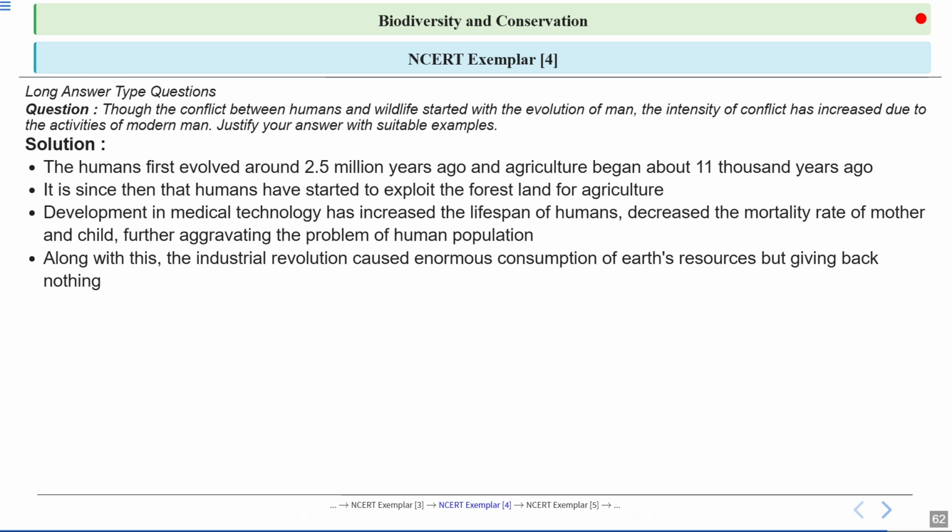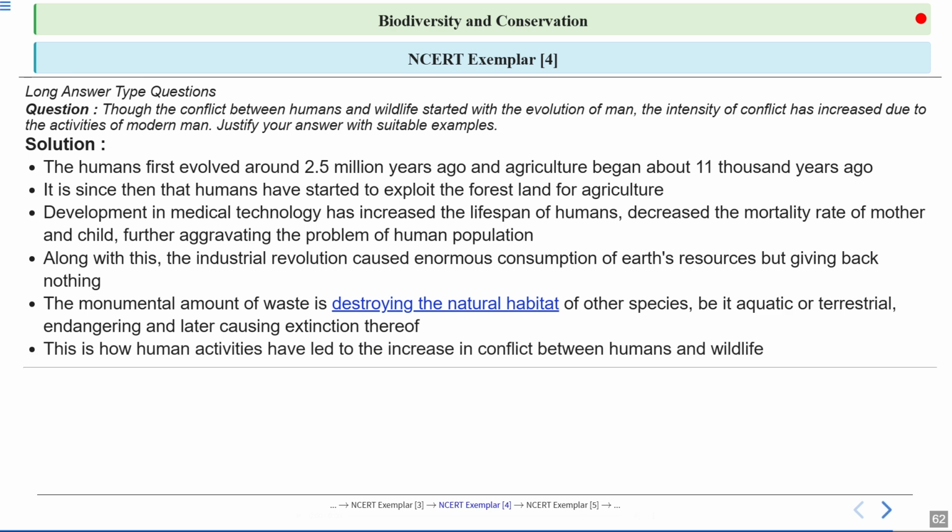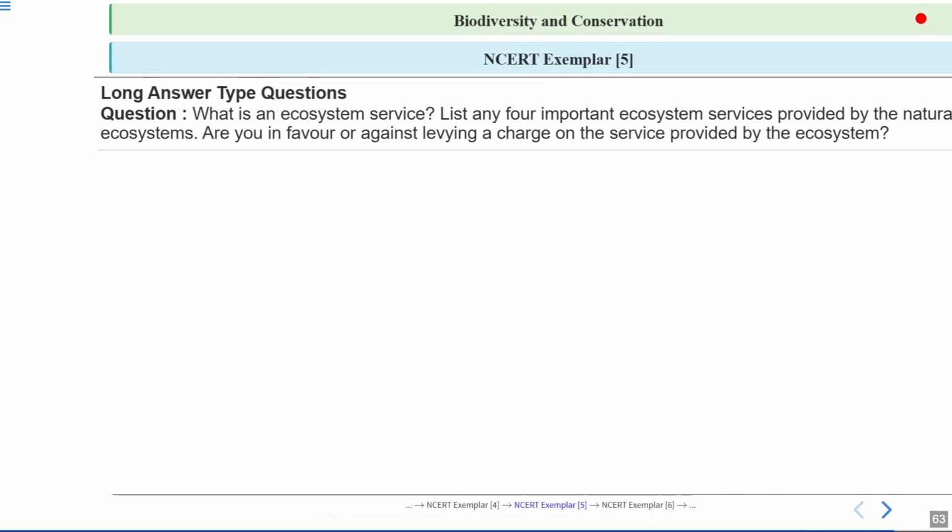Now, along with this, the industrial revolution led to heavy use of Earth's resources without proper recycling, causing a lot of waste. Now, this waste harms the natural homes of animals and plants. So, this waste is destroying the habitat of animals and plants, both in water and on land, putting many species at risk and leading to their extinction. Now, the monumental amount of waste is destroying the natural habitat of other species as well, both plants and animals. Okay, so this is how human activities have led to an increase in conflict between humans and wildlife.